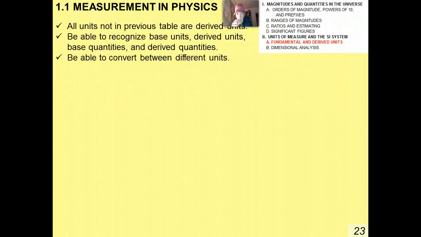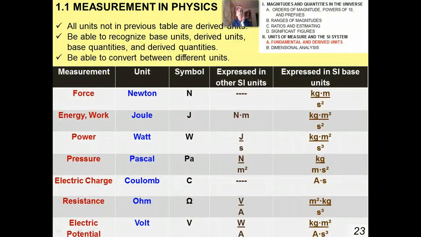So again, any units that are not in the previous table, or that are made up of other units, are called derived units. You need to be able to recognize base units and derived units, and be able to convert between different units. Here are some examples of derived units. Let's start with the first one.